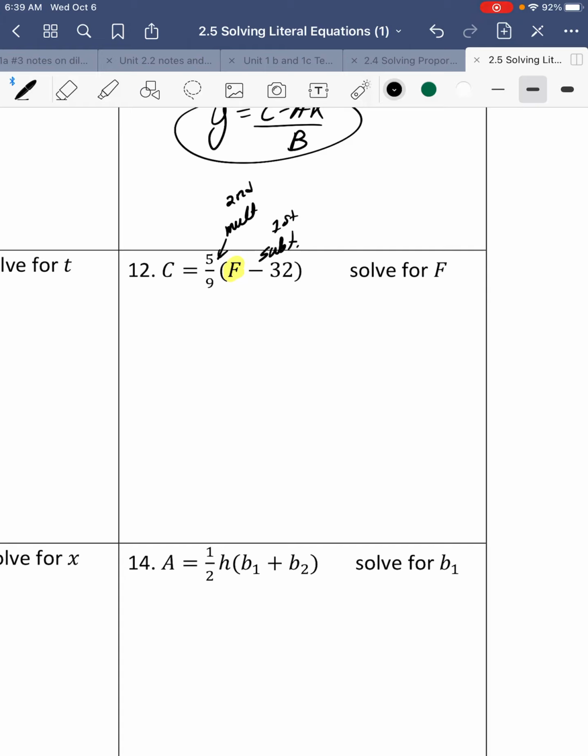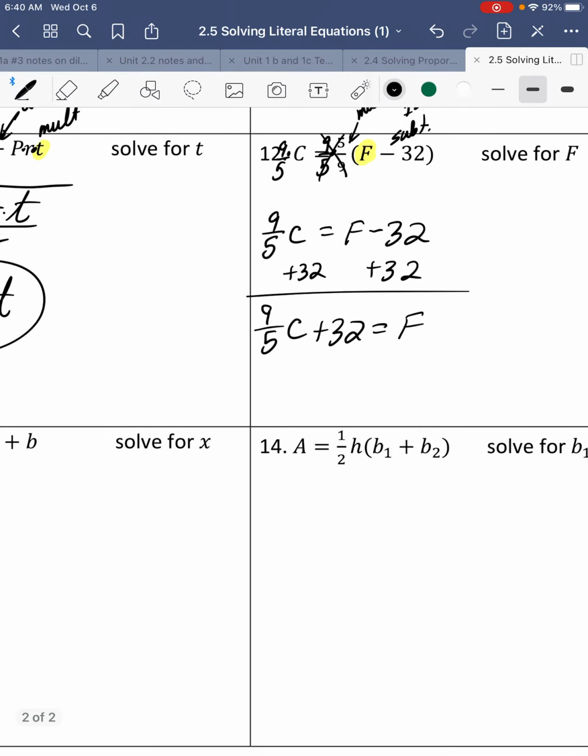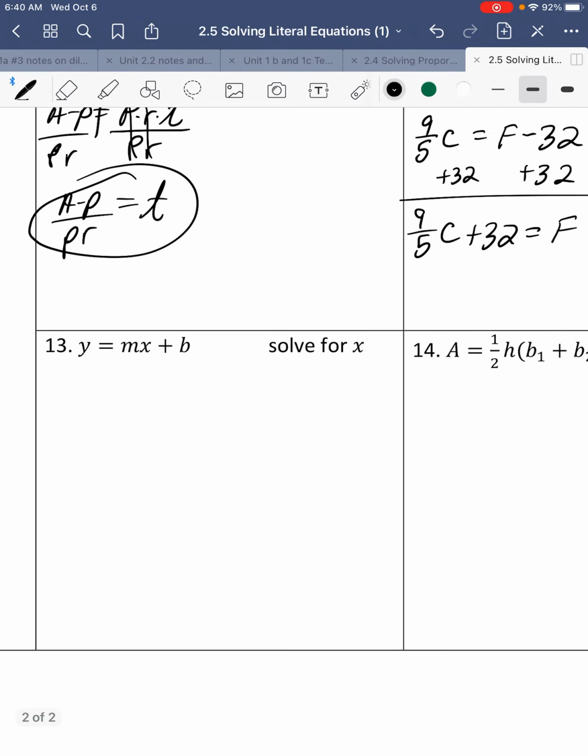So we got to do the opposite of that. Multiplying by 5/9, to undo a fraction, you got to divide or multiply by the reciprocal, 9/5. So we get 9/5 times c equals f minus 32. Not too bad. Opposite of subtraction is add. All right, you got this. 9/5 c plus 32 equals f. So if we knew the Celsius, we said 10 degrees, we could just substitute 10 in for c, and we would know what degrees it is in Fahrenheit.